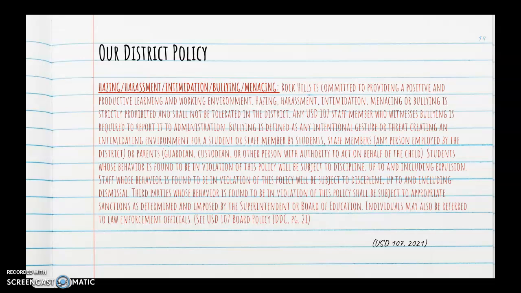So our district policy says that hazing, harassment, intimidation, bullying, menacing, that we are committed to providing a positive and productive learning and working environment, and that hazing, harassment, intimidation, menacing, or bullying is strictly prohibited and should not be tolerated by the district. And then it states that if we witness the bullying, we're required to report it to administration. And then it defines that as an intentional gesture or a threat, creating an intimidating environment for a student or a staff member.